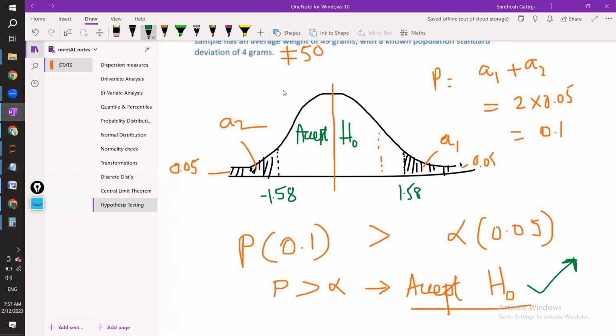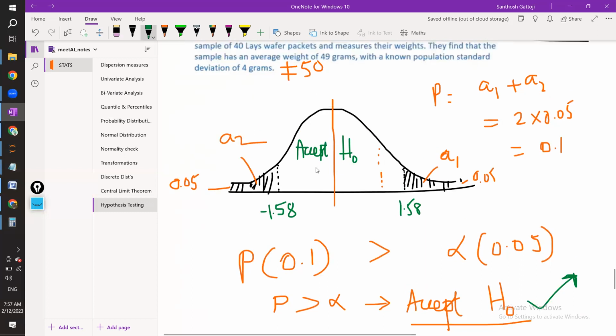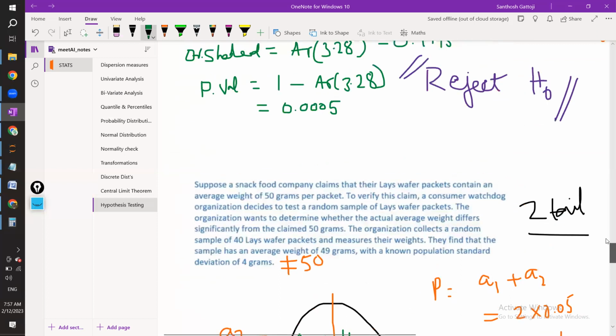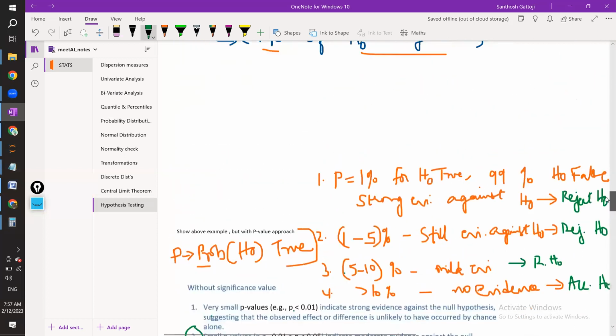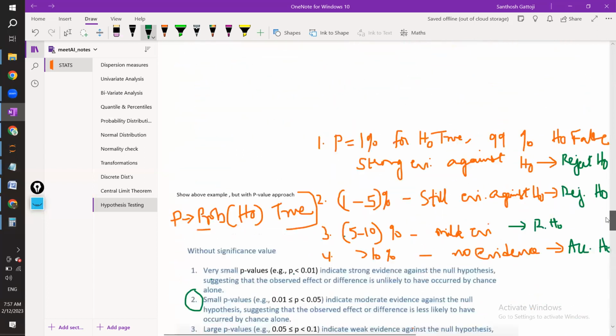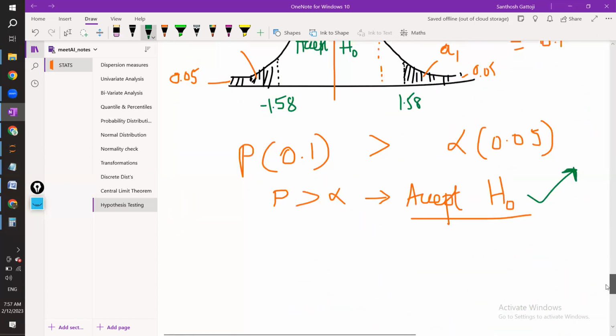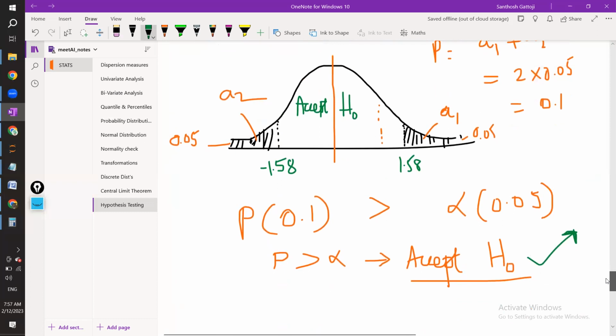Fine, guys, that's all from my end today. I hope you understood the p-value. If it is a bit confusing, please go through the class once again and make some notes. Compare both the approaches, and it should be clear, else you can ask me your doubts. Okay, fine, guys, thank you so much.